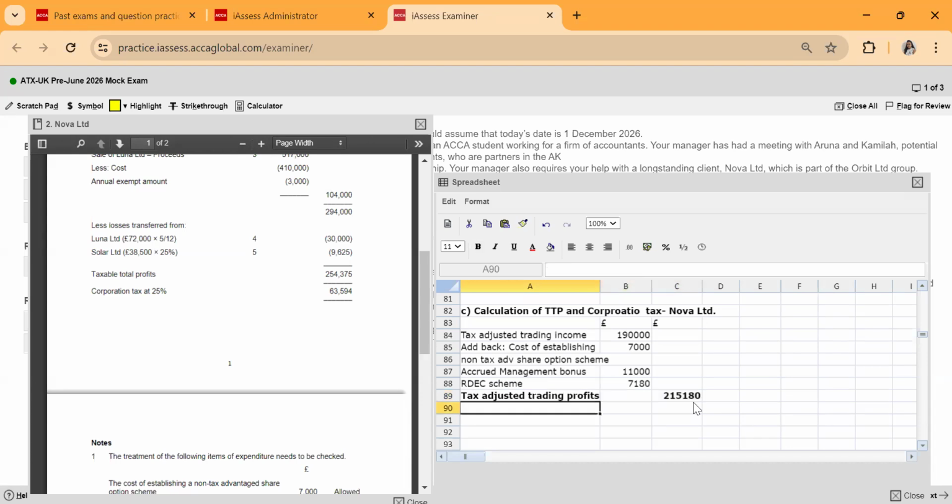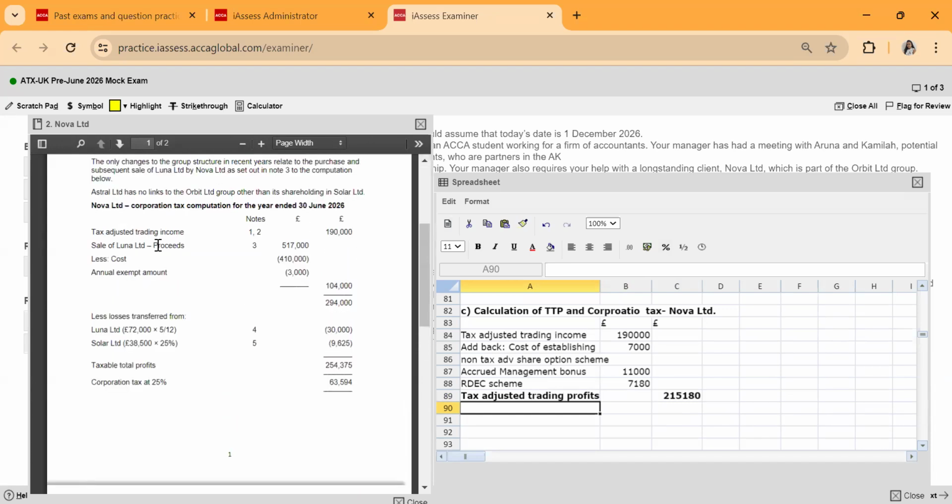Now let's do the second one. The second one is about note 3. Note 3 is about the sale of Luna Limited shares. So let's do it here. So I will write here sale of Luna Limited. Writing here is such a big challenge. Sale of Luna Limited. And we will calculate here chargeable gains that we'll be adding here.